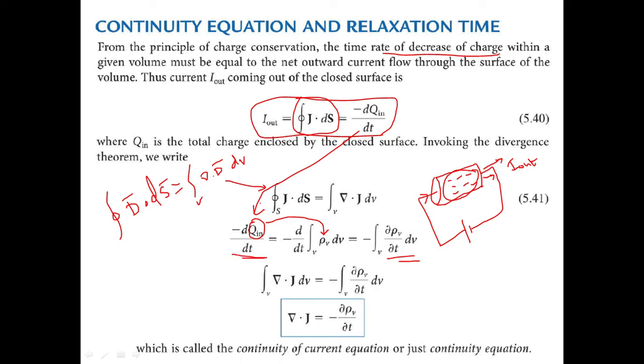What is dq by dt? It is nothing but this divergence equation. I am writing the same equation here. Divergence of J vector is equal to minus dou rho v by dou t. dv and dv will get cancelled, integrals also will get cancelled. We get divergence of J vector is equal to minus dou rho v by dou t, which is called the continuity of current equation, or just continuity equation.